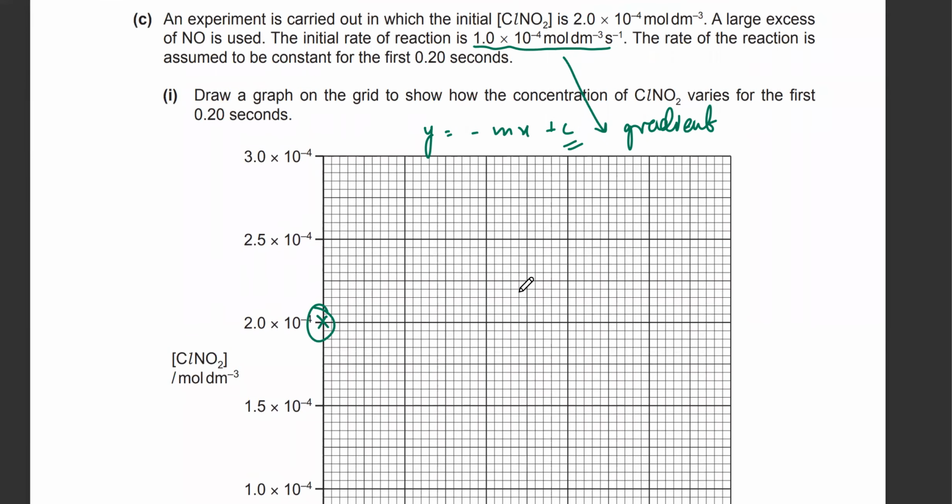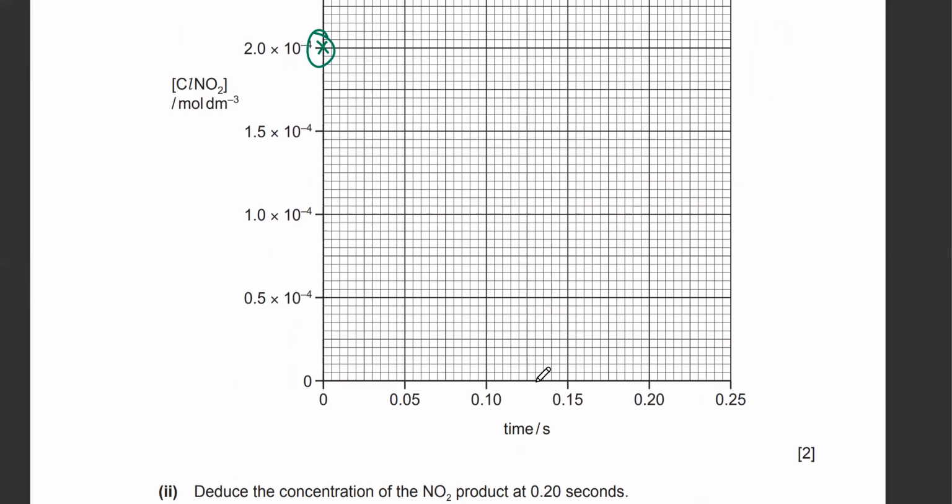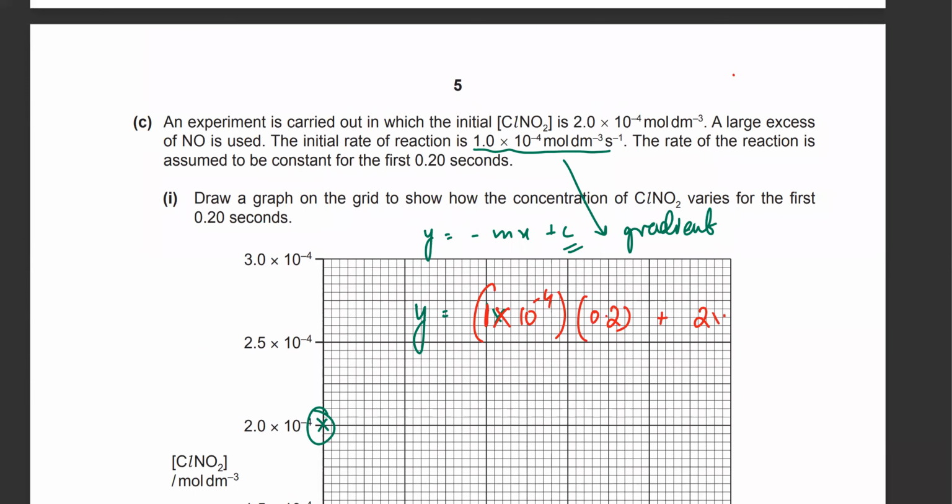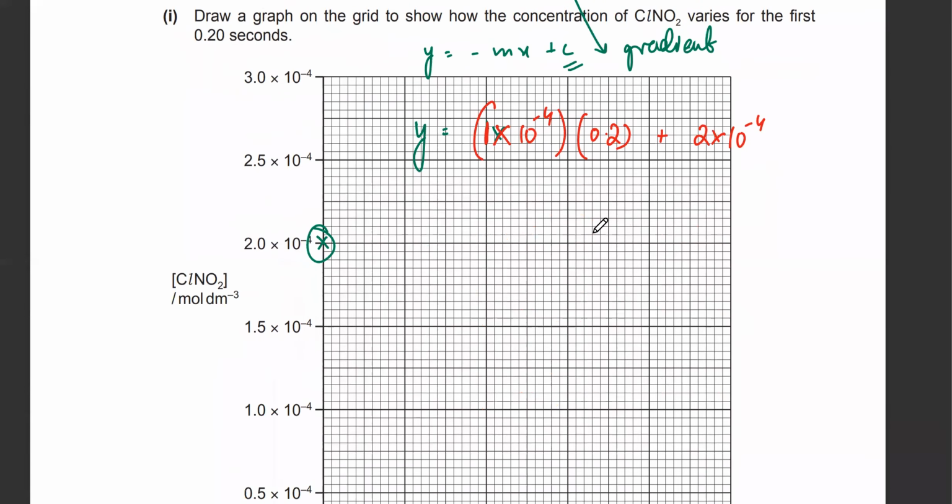So all you have to do is use this value. And he's saying at the 0.2 second mark. So x is time. So I'm going to put in time over here. It's going to be y is equal to 1 times 10 power minus 4 times x, which is 0.2 seconds, plus c, which is 2 times 10 power minus 4. Can anyone tell me what the value of y comes out to be? What do you get for this?